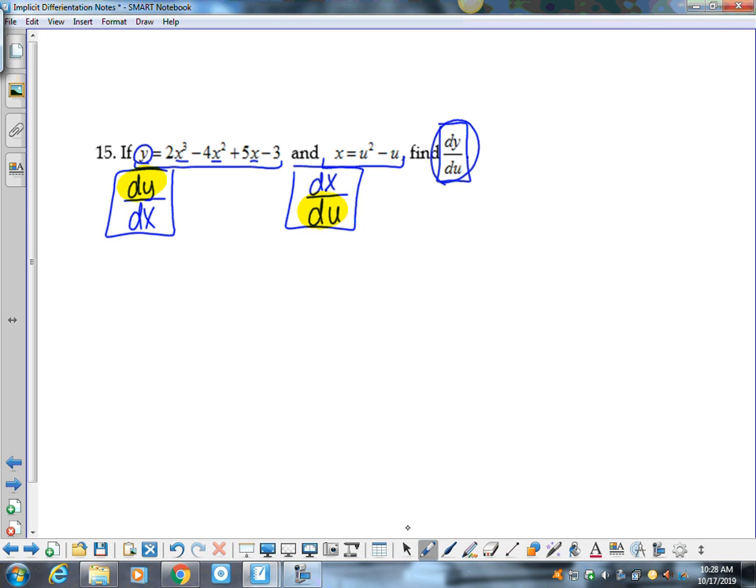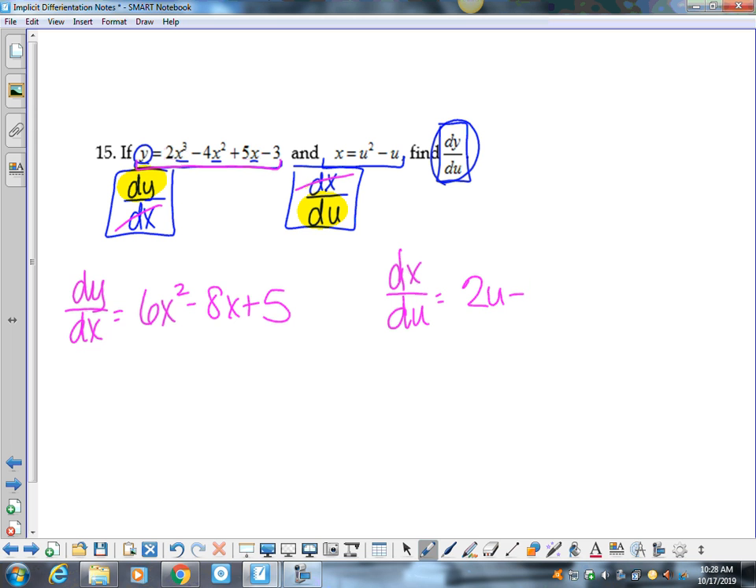I can multiply these two together and my dx's will cancel. So what I'm going to do is find dy dx, find dx du, and then multiply them together. So dy dx, so I'm taking the derivative of this with respect to x, so all is good. So 6x squared minus 8x plus 5. Then I'm going to take the derivative of x with respect to u, and there are u's in this problem, so all is good, and that would be 2u minus 1.